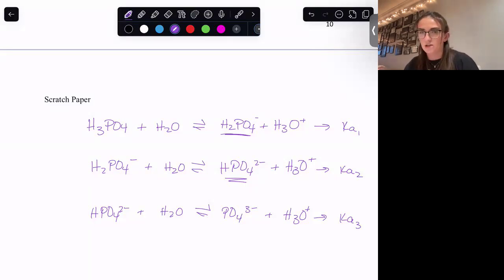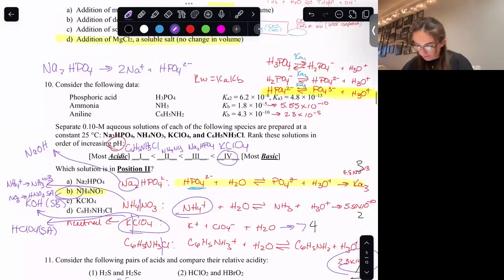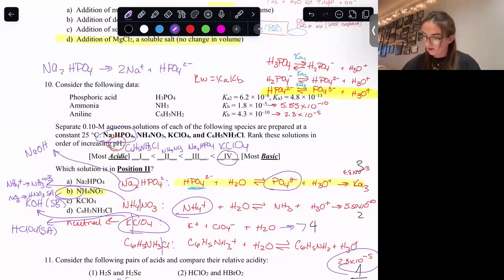So someone asked, which Ka do we use? That's very dependent on the question. So in question 10, you have a solution of Na2HPO4. Since Na2HPO4 is going to split up into 2 Na plus and HPO4 2 minus, you're forming PO4 3 minus. This is the third equation in the dissociation of phosphoric acid. So we have to use Ka3 for this one because that's the acid that's going to be in solution that's going to be forming the acid dissociation.